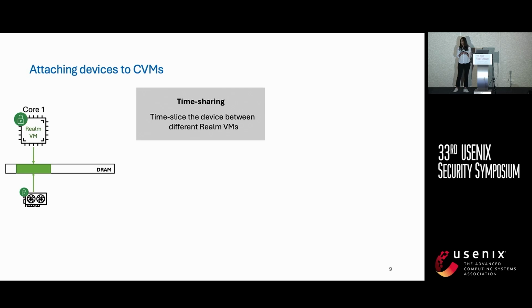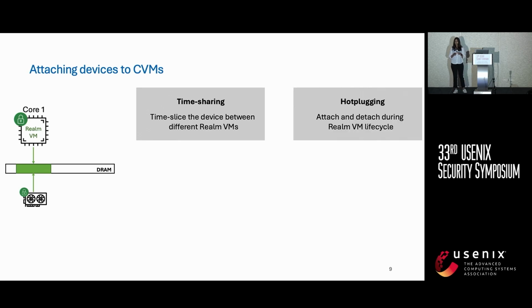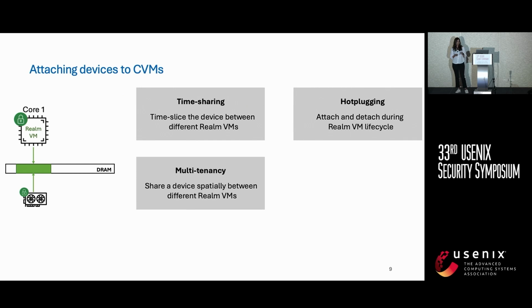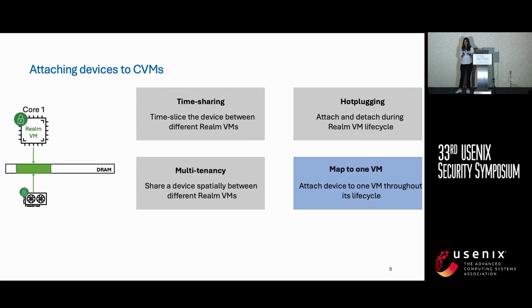First, we need to decide how and when these devices are connected to these realm VMs. And there are many ways to do this. First, we can time share these devices between the different realm VMs, or we can attach and detach these devices dynamically during the realm VM's lifecycle, also known as hot plugging, usually. And if these devices have multi-tenancy support, you could also share them spatially between different realm VMs. In CCA, we looked at current cloud deployments and found that, as a first step, we basically attach the device to one VM throughout its lifecycle.